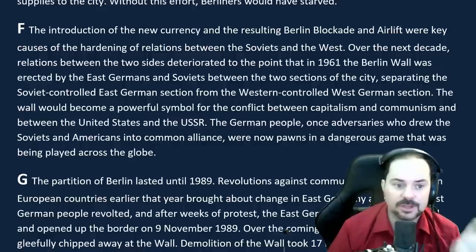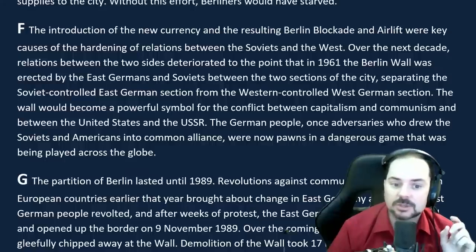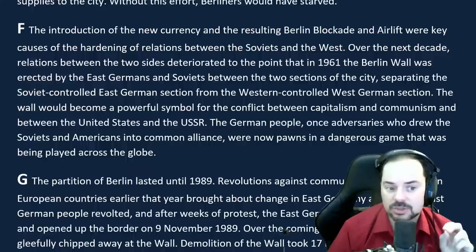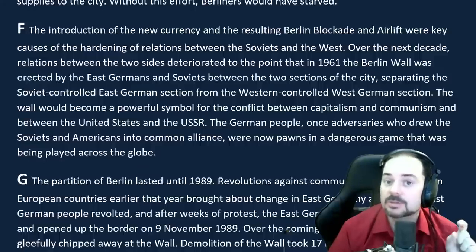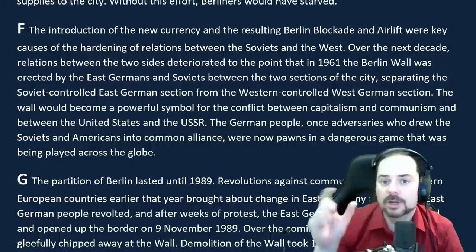So you should read from "Over the next decade, relations between the two sides deteriorated to the point that in 1961, the Berlin Wall was erected by the East Germans and Soviets between the two sections of the city, separating the Soviet-controlled East German section from the Western-controlled West German section." So always read the full sentence, okay? Don't read partial sentences.